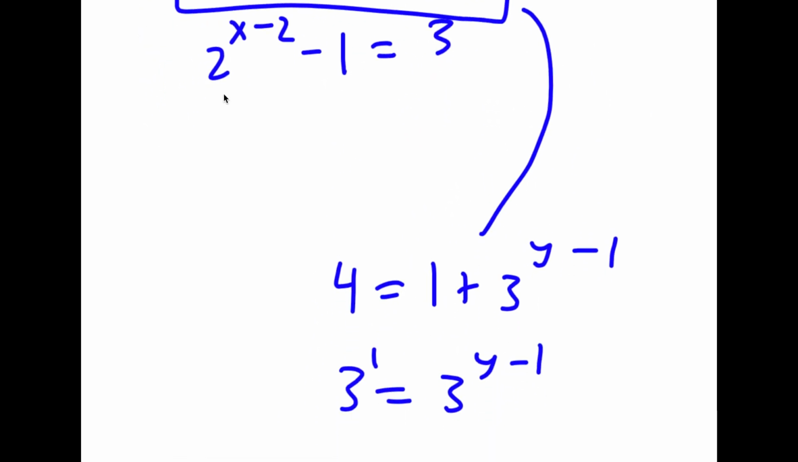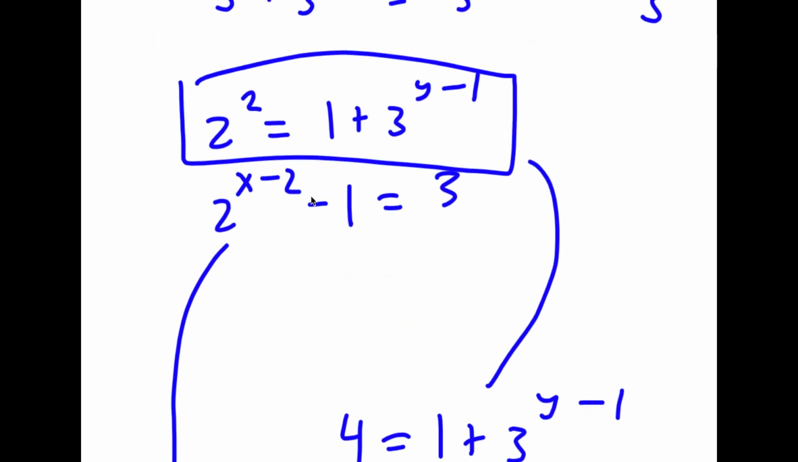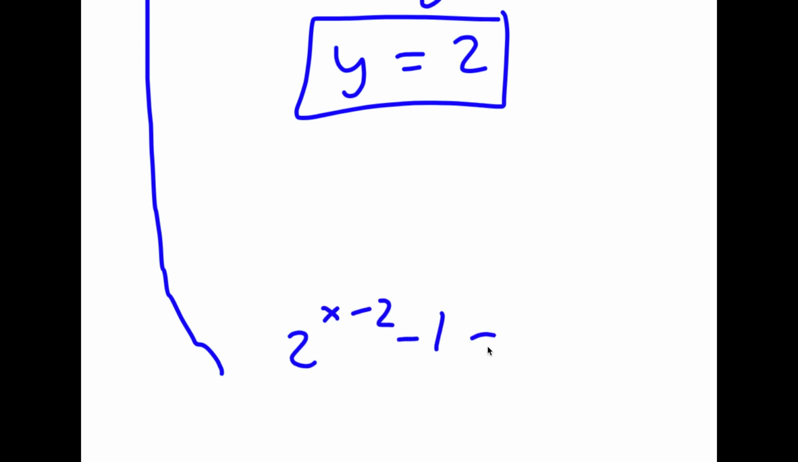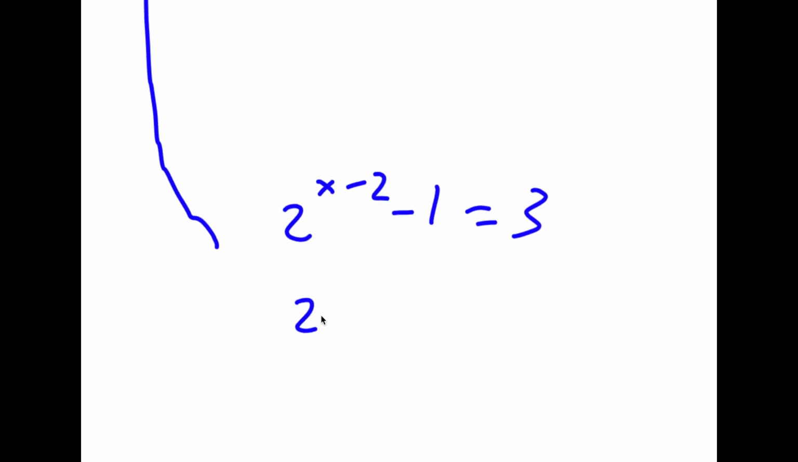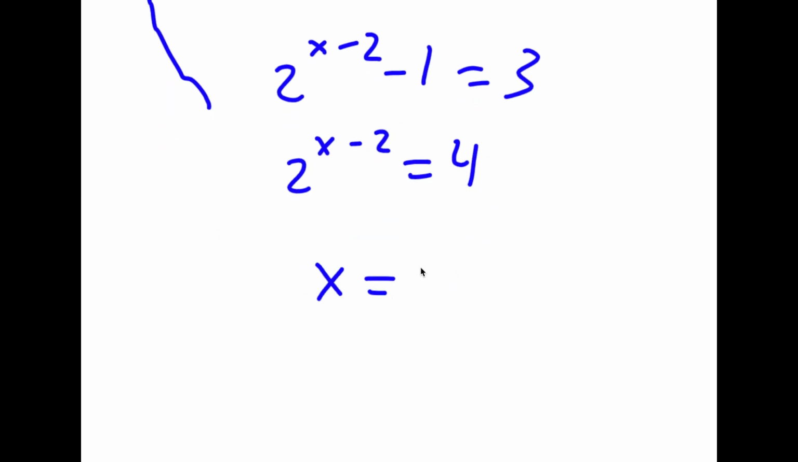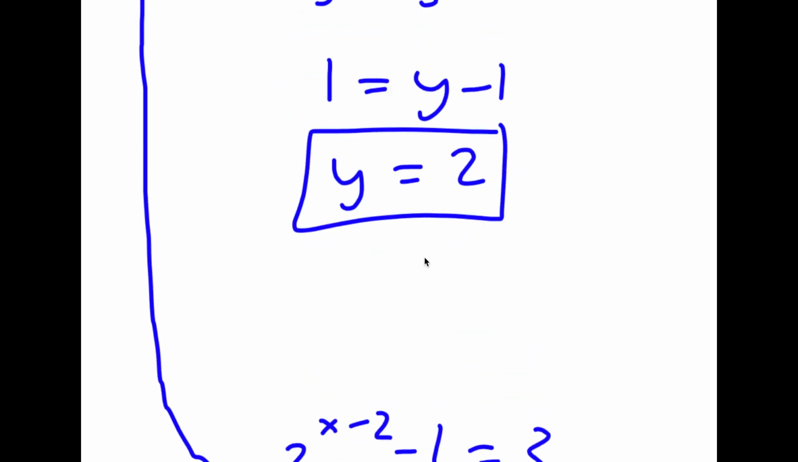Now for my second equation, I have 2 to the power of x minus 2 minus 1 equals 3, meaning 2 to the power of x minus 2 is equal to 4, and x is equal to 4. So x equals 4 and y equals 2.